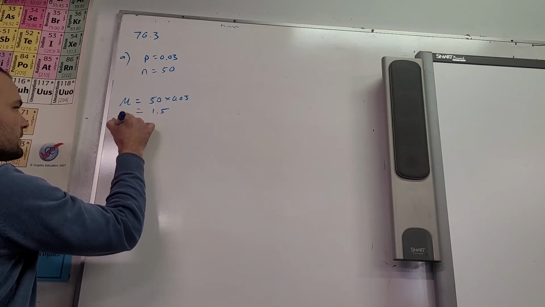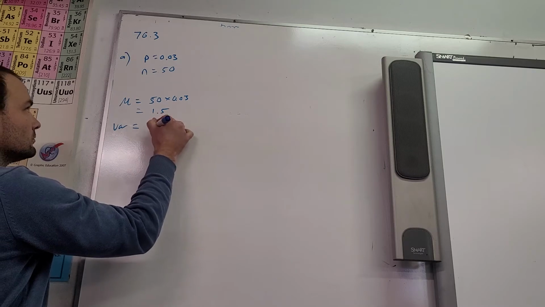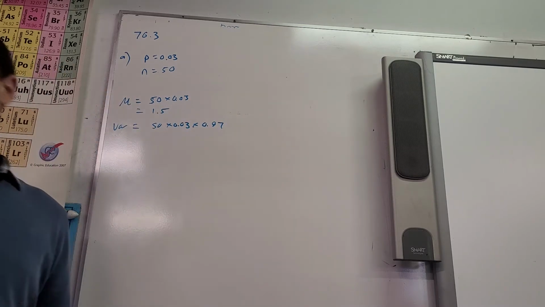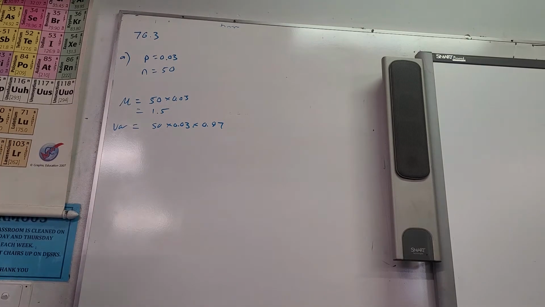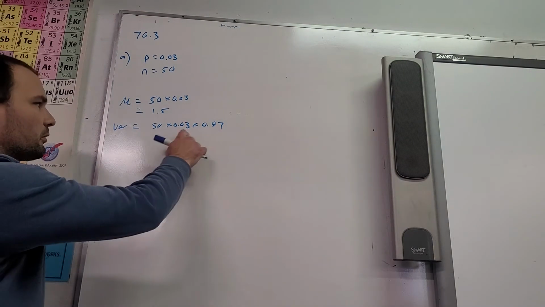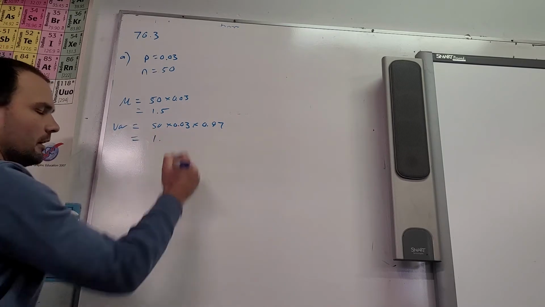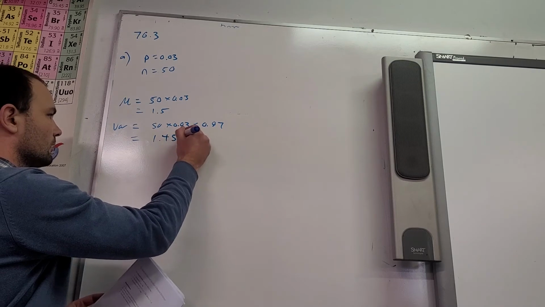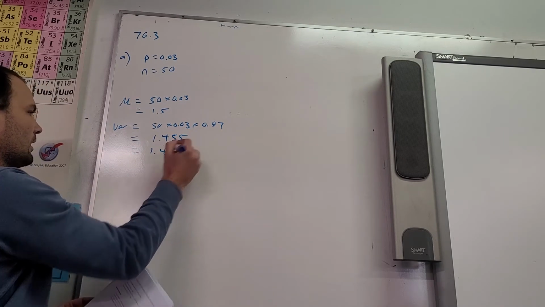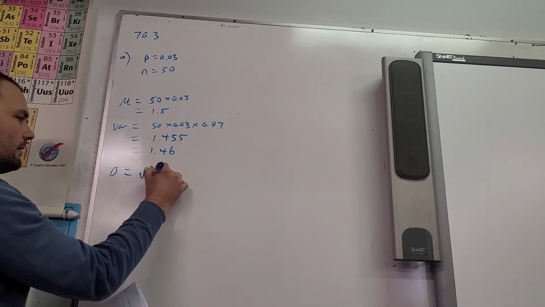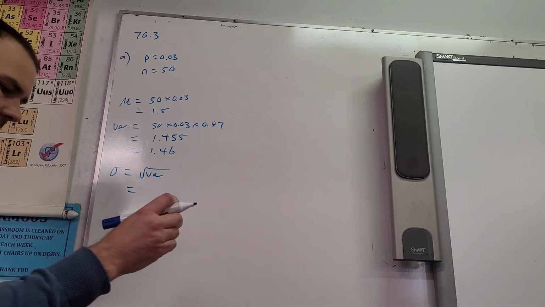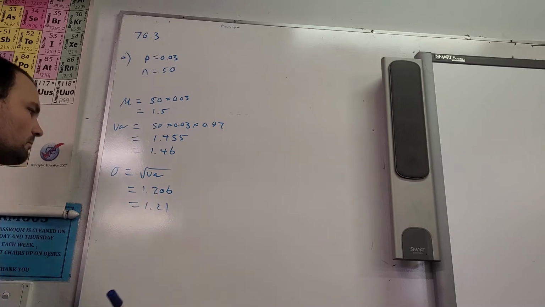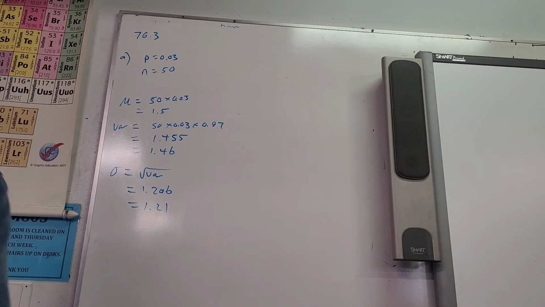Do the variance first. Now Q is just the inverse probability. If P is our probability, Q is 1 take P. So we've got 0.03 and 0.97. And we've got 1.455. And then the standard deviation is the square root of the variance, which I got 1.206, so 1.21. Excellent.